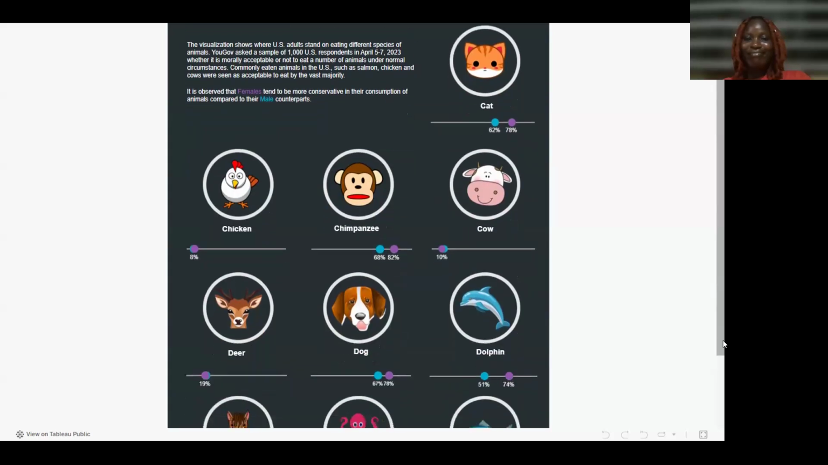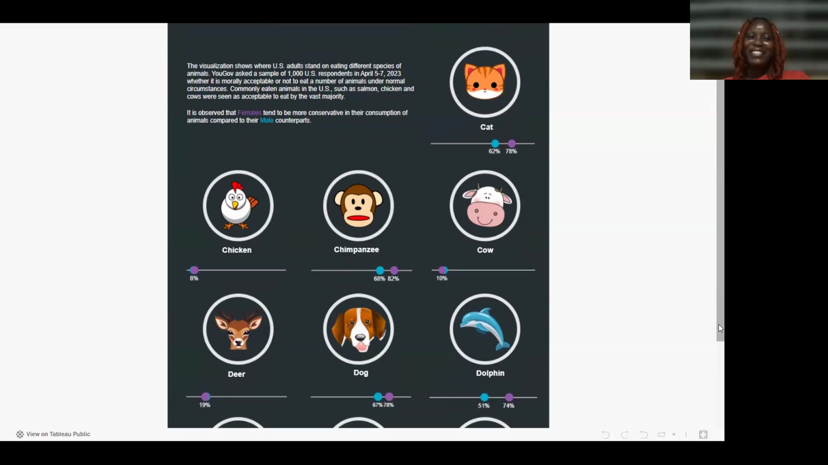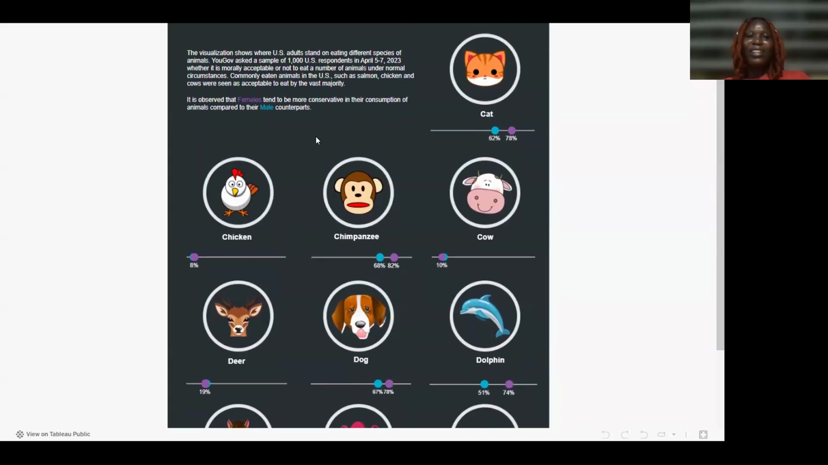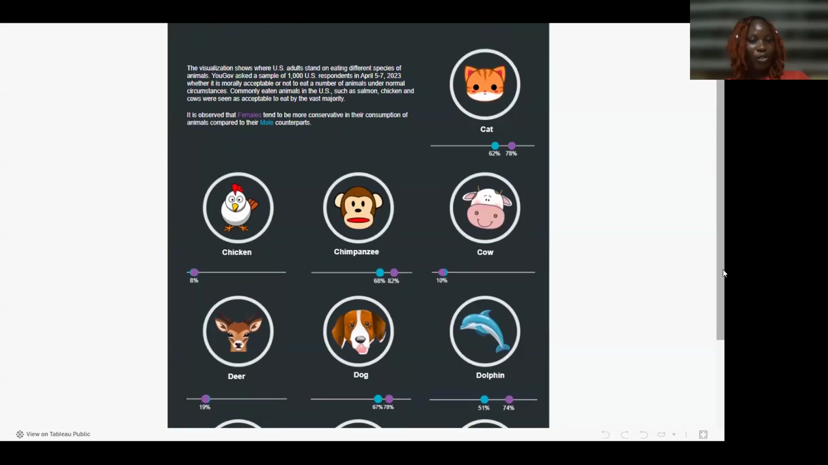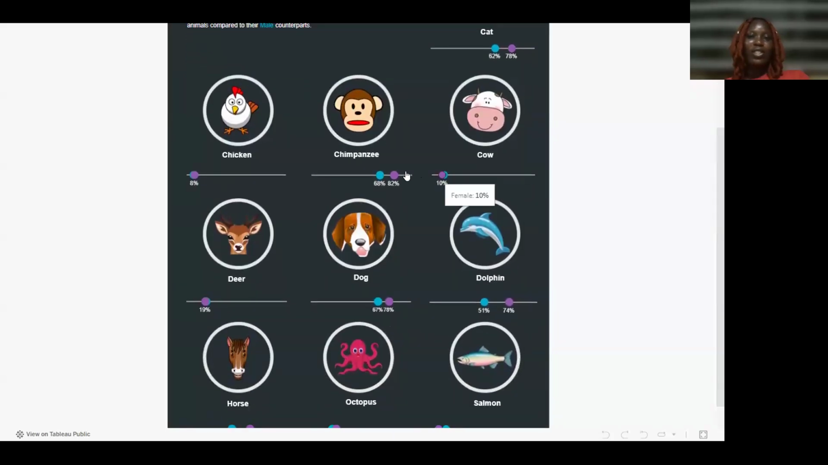Then chicken, yeah, we tend to consume chicken more, especially maybe during festive periods like Christmas. So the percentage of people who felt it is wrong to consume chicken was low, about 8% of the females and 7% of the males. So with this, we could tell that a higher percentage of people feel it is morally acceptable to consume chicken. Then chimpanzee, we have 82%.